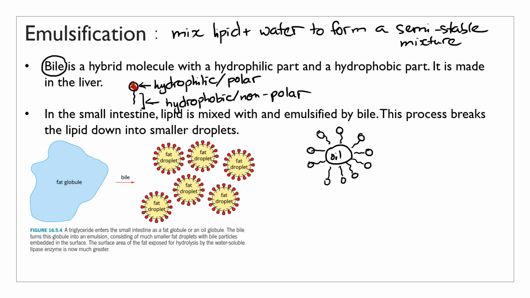So you start with this huge fat globule, and once it's mixed with the bile, you end up with smaller fat droplets that are surrounded by bile. This is the exact same mechanism by which detergent works. If you want to see how emulsification may work in the human body, you can just get a little bit of cooking oil and mix it with detergent or soap, and you should see the emulsification process and how the large chunk of oil gets broken down into smaller drops.